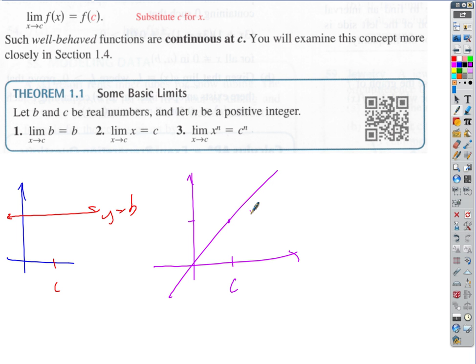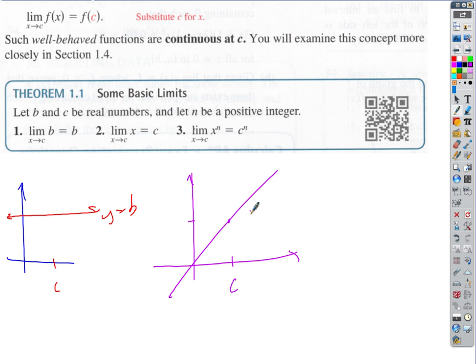Okay? The other thing you could do, though, you know that the line y equals x has no holes in it, right? So why not just use direct substitution? What if we plug in c for x? We just get c, right? Same deal. And then, same kind of thing here, right? We could just use direct substitution. Let's just talk about that.